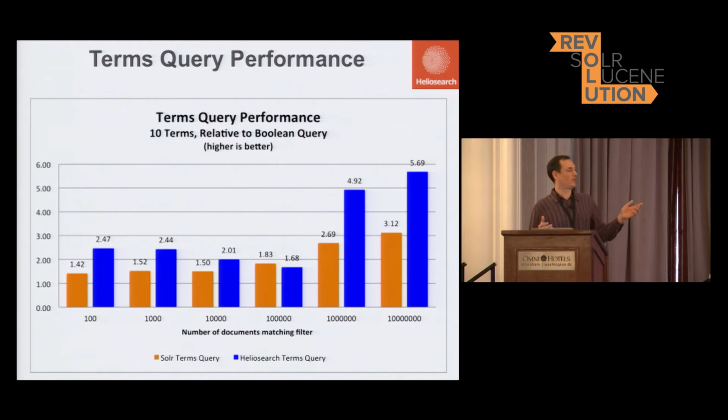And so this graph is just showing how both Heliosearch and Solr are faster than a Boolean query. And so, for example, in the first column, Solr is 1.42 times faster than a Boolean query, and Heliosearch was 2.47 times faster than a Boolean query. That's how you read this. And of course, we got some good performance improvements, except right in the middle where Solr is faster than Heliosearch for some reason. I haven't figured that one out yet.